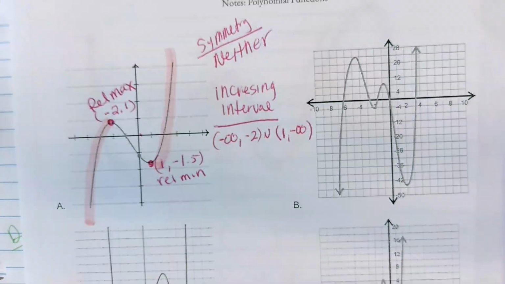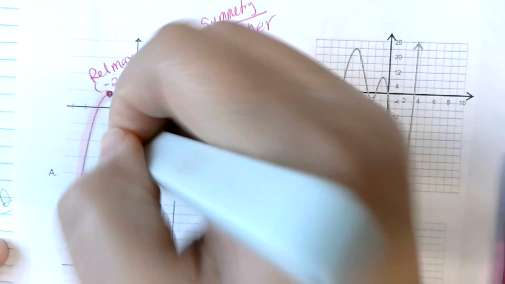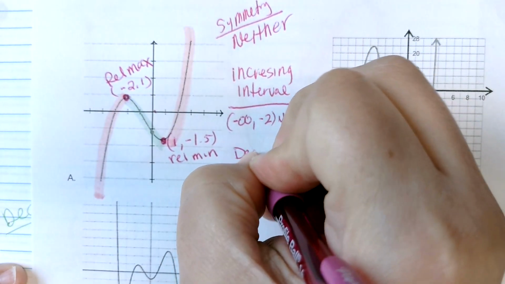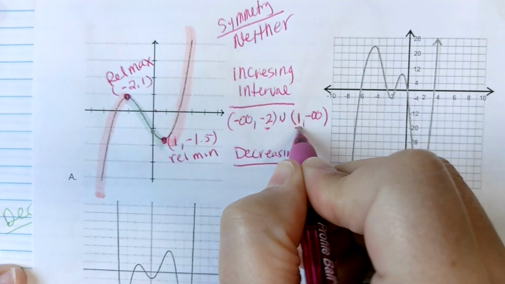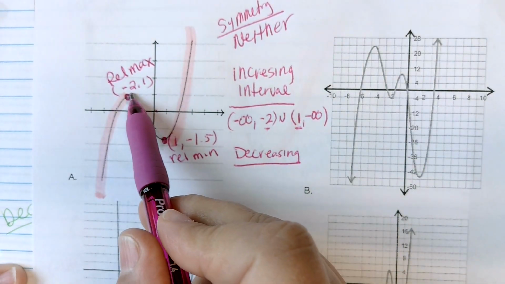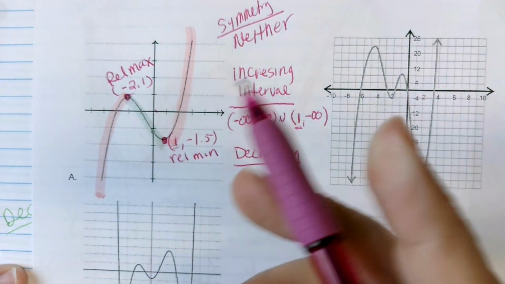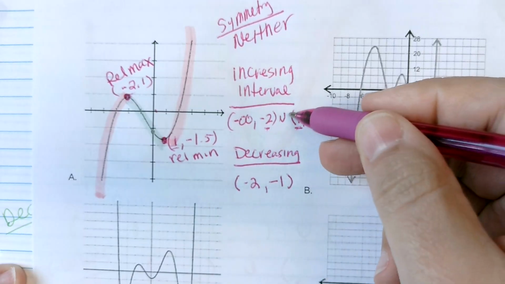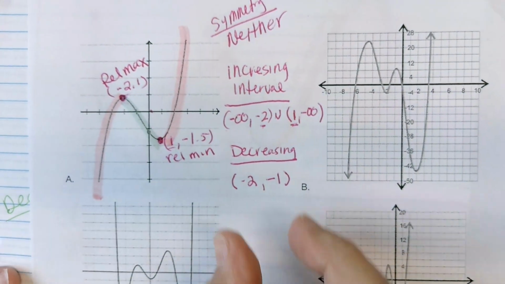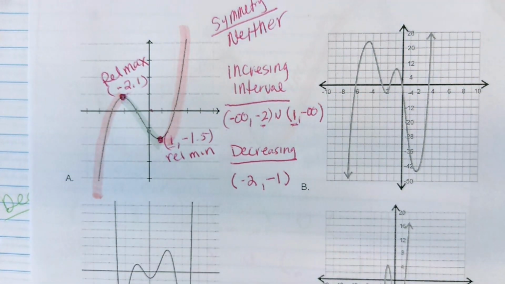For our decreasing interval, there's only 1 in this graph, so we don't need a union, but the decreasing should have the same x values from here, and I'll check and make sure it does, a -2 and 1. So the decreasing interval is in between this interval here. It fits in very nicely where that U is.